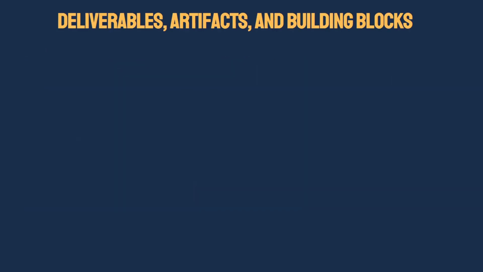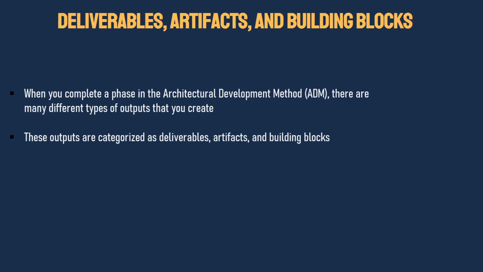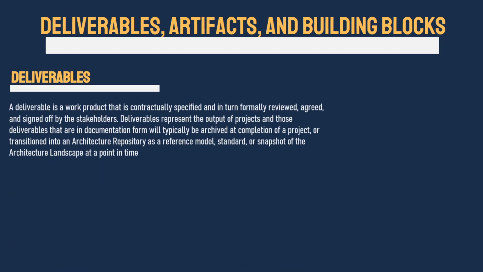When you complete a phase in the architecture development method, or ADM, there are a lot of different types of outputs that you create. These outputs are categorized as either deliverables, artifacts, or building blocks. Deliverables. A deliverable is a work product that is contractually specified and in turn formally reviewed, agreed, and signed off by the stakeholders.